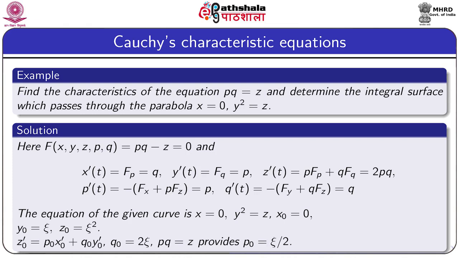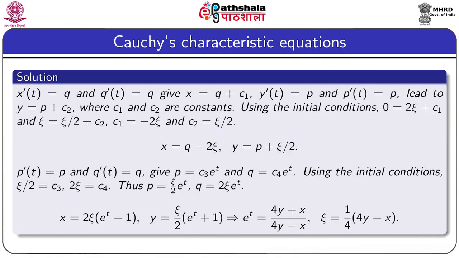Now, using the relation z0 dash equals p0 x0 dash plus q0 y0 dash, we substitute the values: z0 dash is 2 zeta and x0 dash is 0. So, we can obtain the value y0 dash is 1. Substituting these values, we can find the value of q0 as 2 zeta, and we also have the given equation pq equals z. Putting the values of p0, q0 in the given equation, we can obtain the value of p0 as zeta by 2.